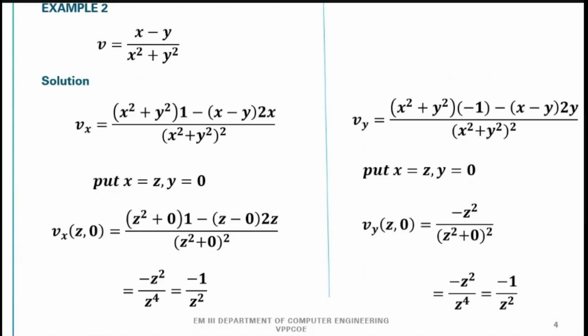Substituting in f dash of z and calculating f of z. You don't have to simplify all these. Just use u by v and carefully think. Just see to it that you're differentiating with respect to which variable. That is only important. And then putting x is equal to z, y equal to 0.